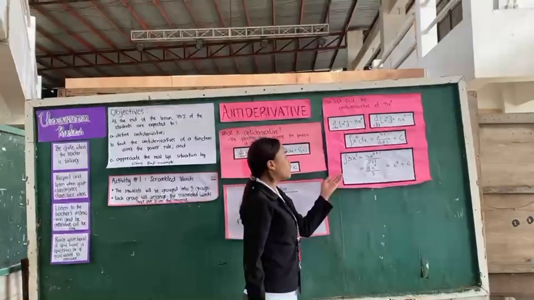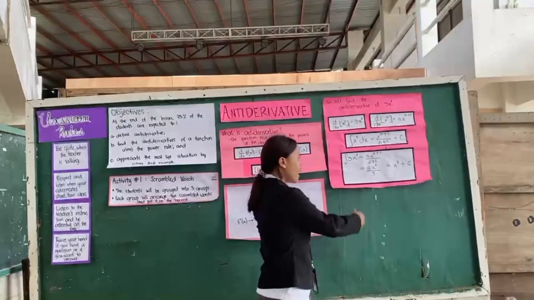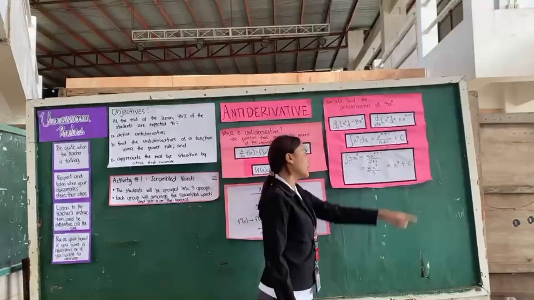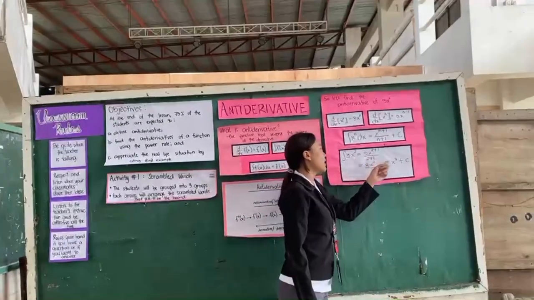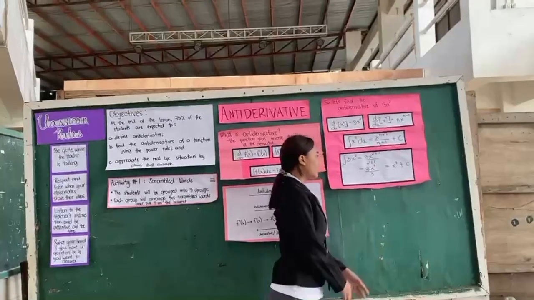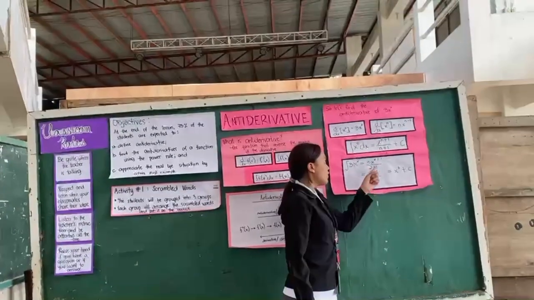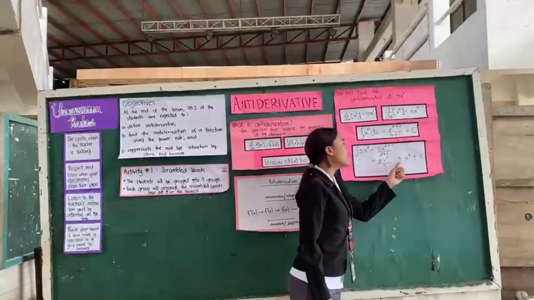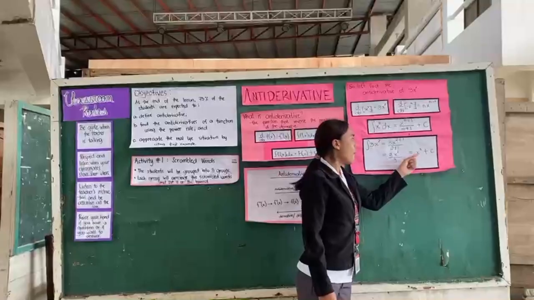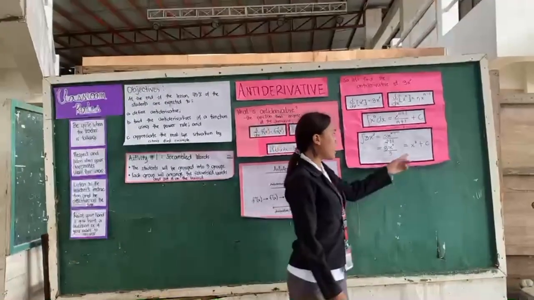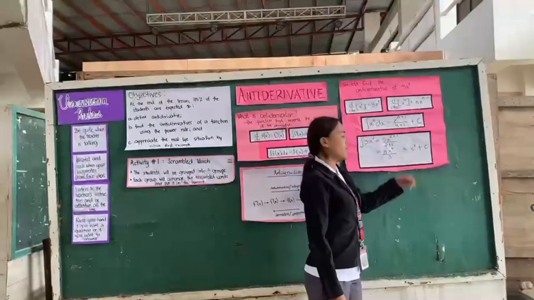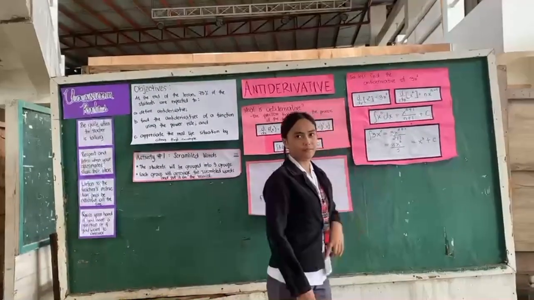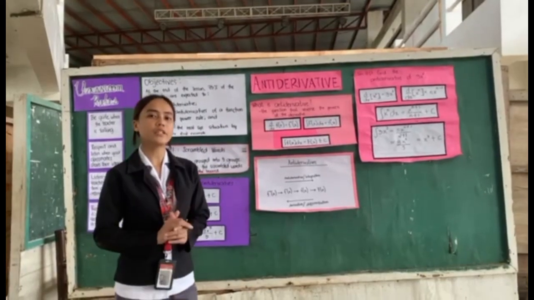So, the integral of 3x squared is equal to 3x raised to the power of 2 plus 1, according to the power rule, divided by 2 plus 1. Then 3x to the 2 plus 1 over 3 is equal to x raised to the power of 3 plus c. So x raised to the power of 3 is the antiderivative of 3x squared. Now, what can you say about this topic?